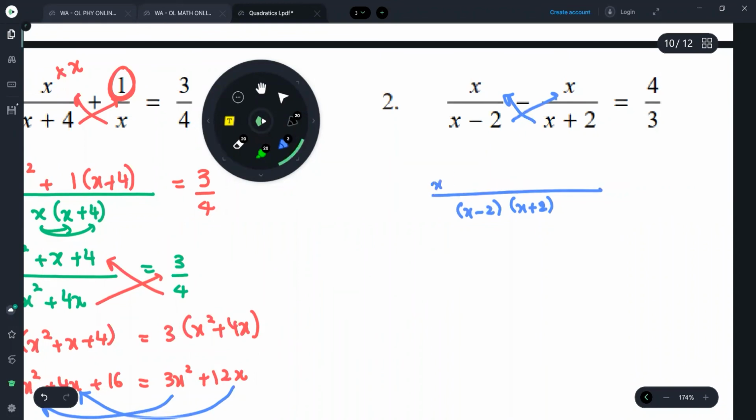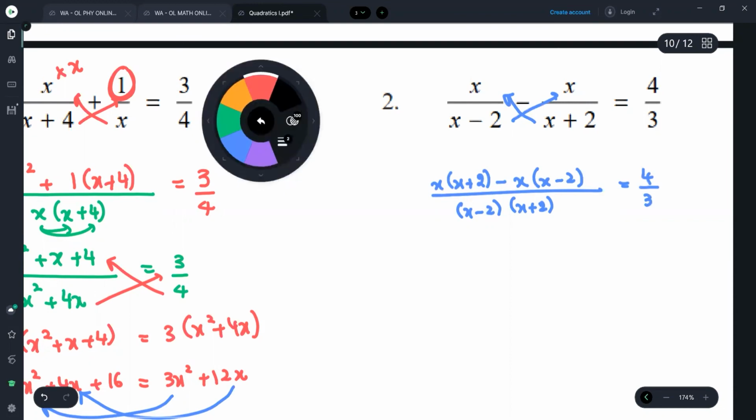So x, bracket open, x plus 2, minus, the sign minus stays as it is, x into x minus 2. Now Hassan, can you open this up for me? Can you expand the brackets for me, please? x into x is x squared plus 2x, minus x into x minus, plus 2x. Is he correct?